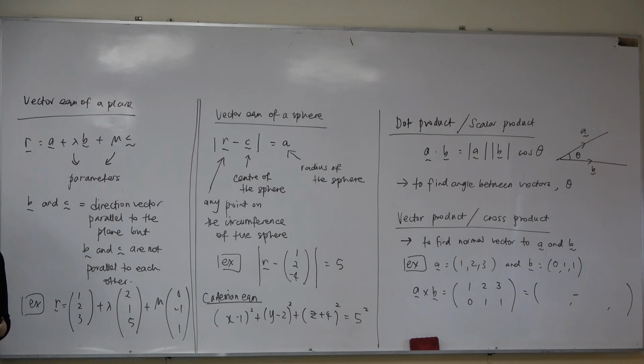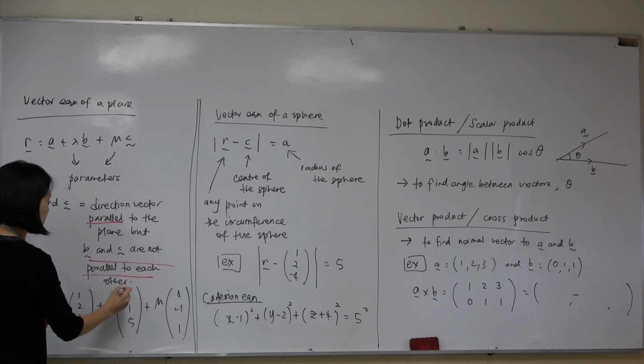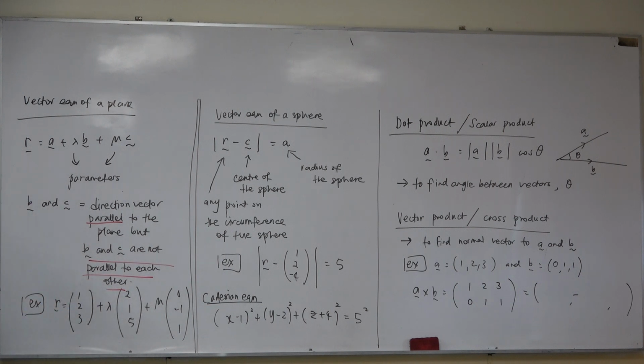It could be a positive, a zero, or a negative value, right? And what about b and c? B and c are direction vectors that are parallel to the plane. But note this, b and c are not parallel to each other. So how do I check if b and c are parallel to each other? You must check that b and c cannot be written in such a form, k being any constant.